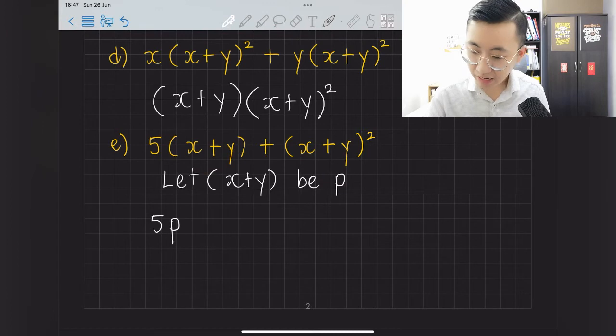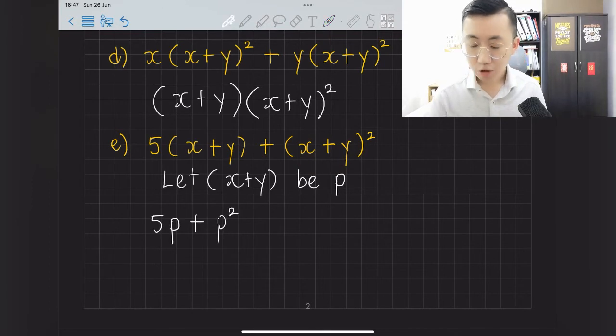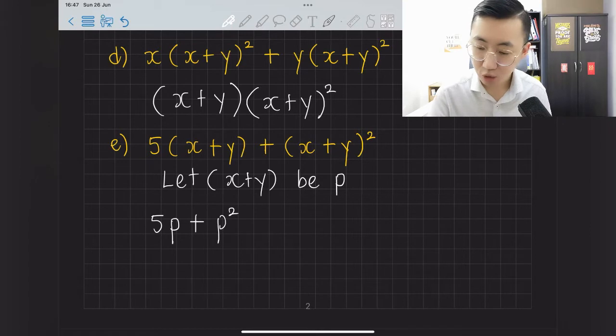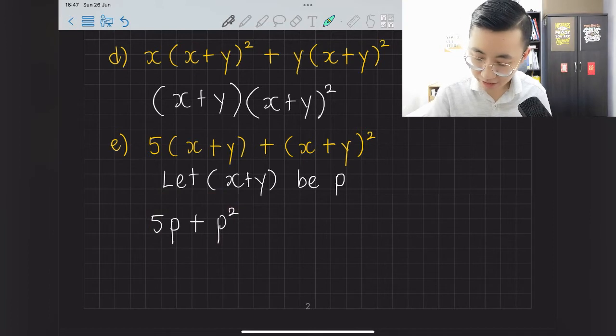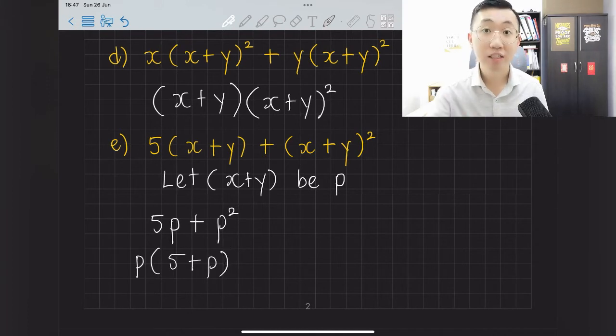plus, and then this bracket is actually p square on top. Okay, so let's copy p square. Now you see the question has been transformed into a simpler version like this. So you do your simple factorization. Let's start. So teacher can take out p and then put 5 plus another p over here. So that's how you do factorization.